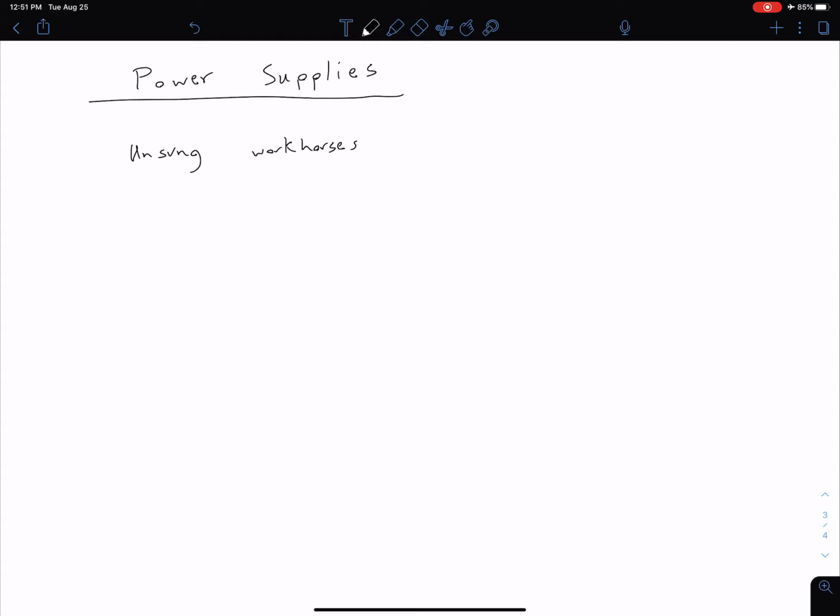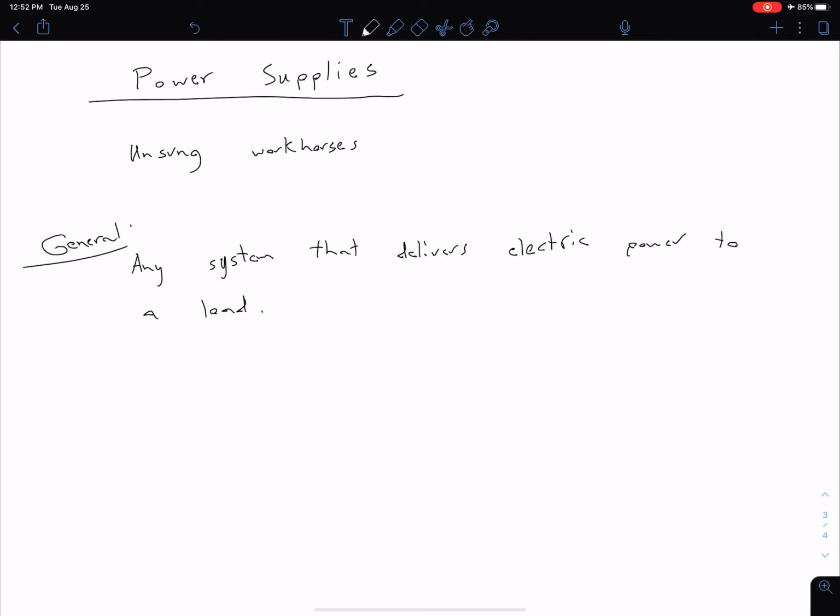So what do we mean by power supplies? What's our definition? In general, we can say a power supply is any system that's delivering electric power, any system that delivers electric power to a load. Okay, so that would be our more general definition, but we could get more specific for what we're going to look at here.